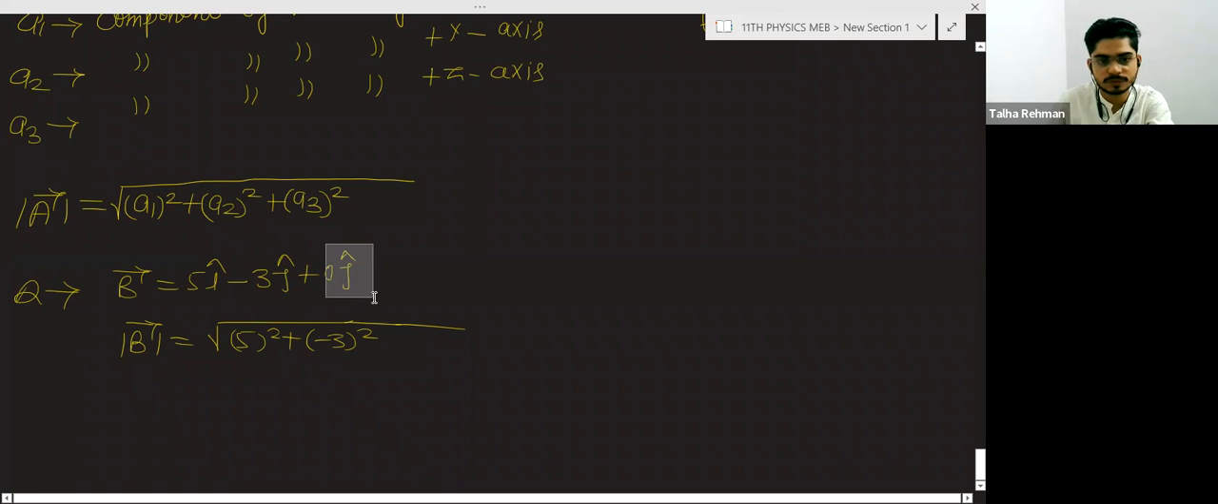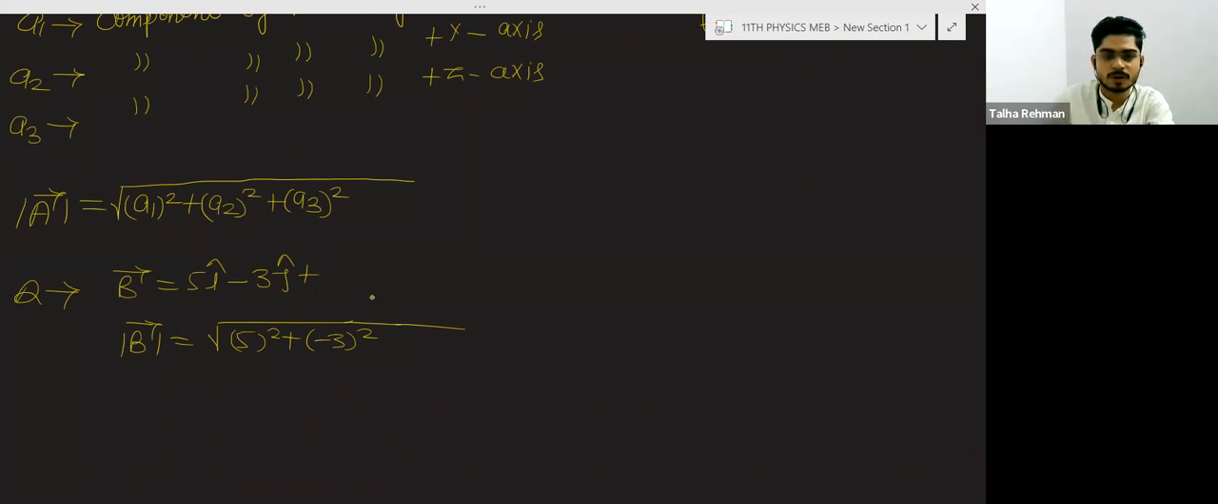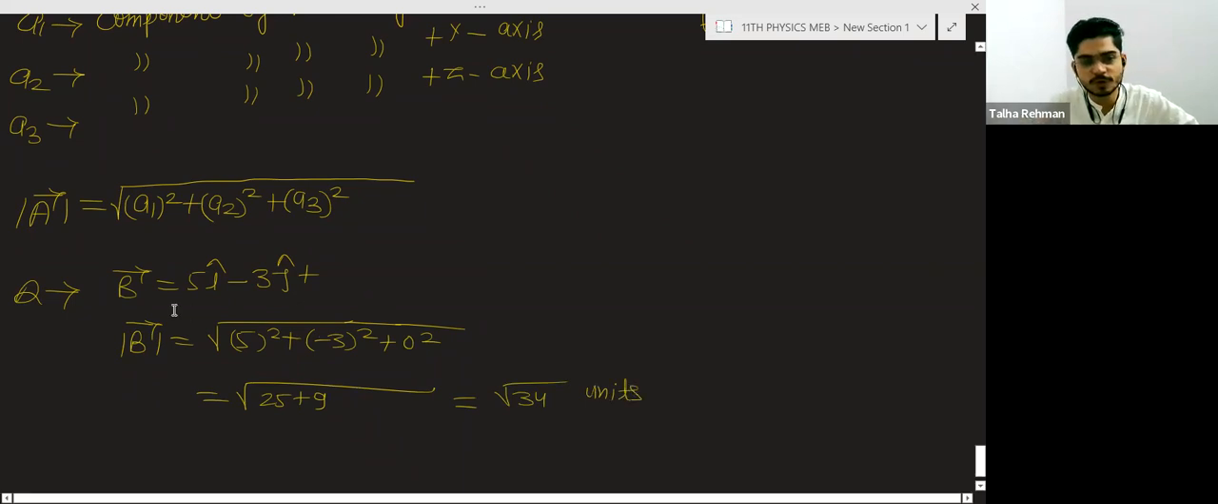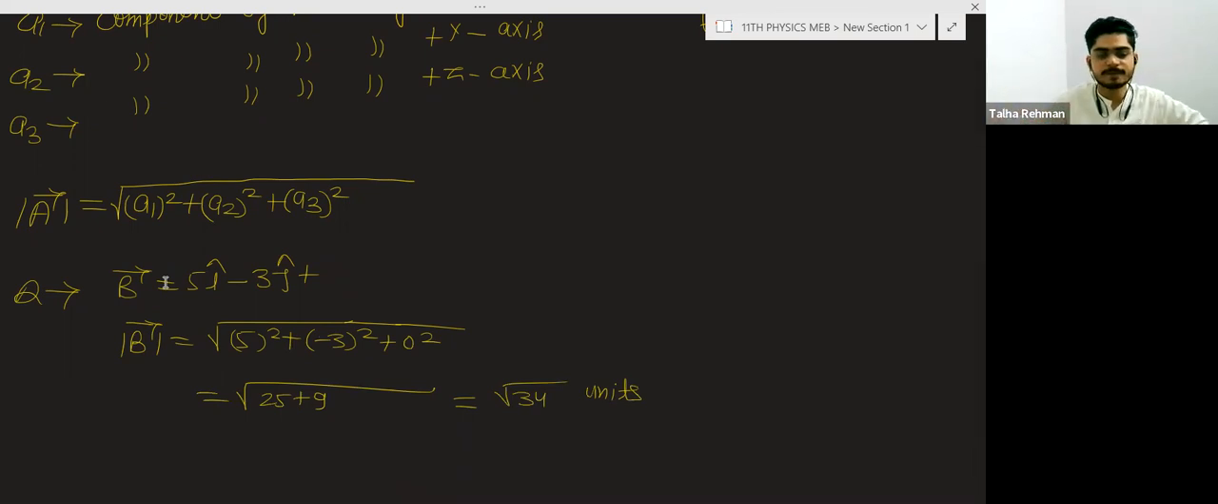So plus 0 square. Five fives are 25 and three threes are 9. This will become 34. So the magnitude is root 34 units. Units I am taking because I don't know what v is. V can be the velocity vector, the force vector, the displacement vector, any vector.